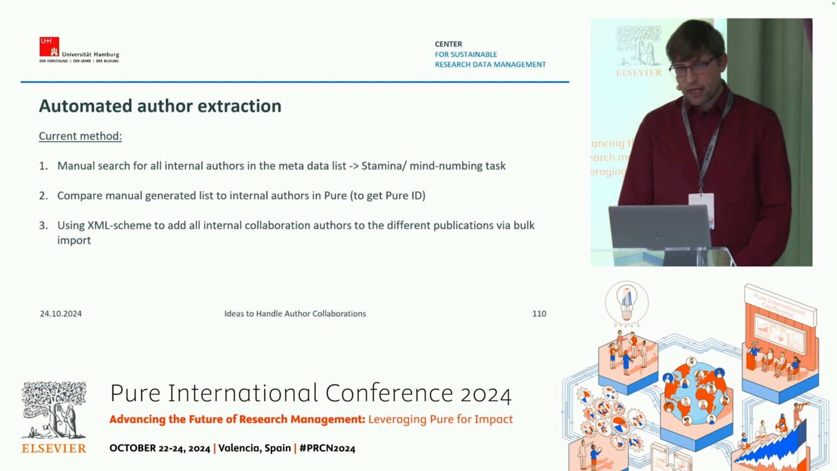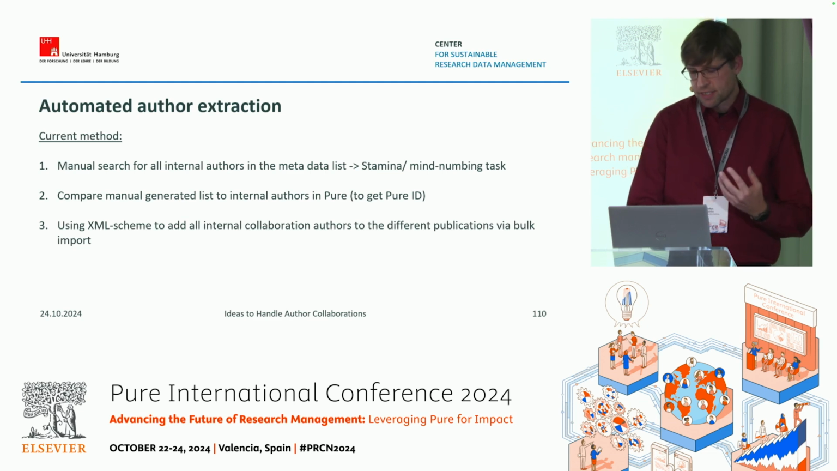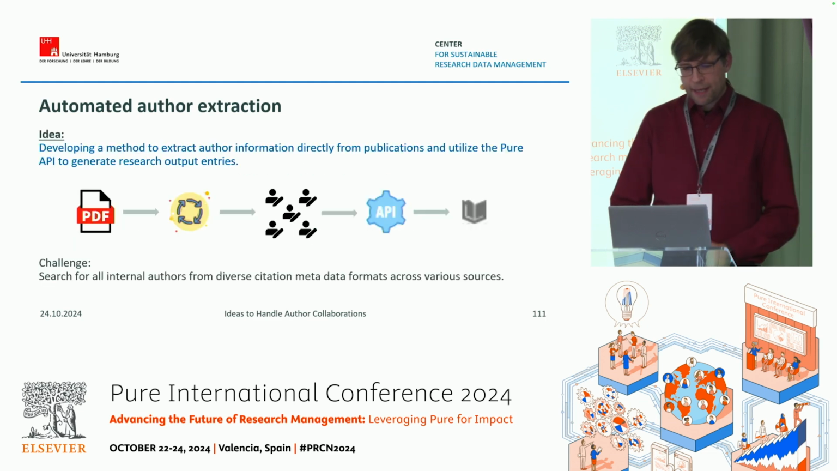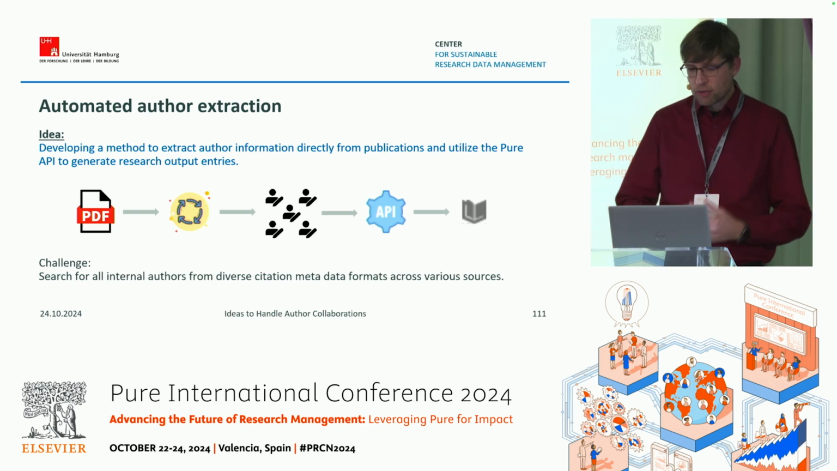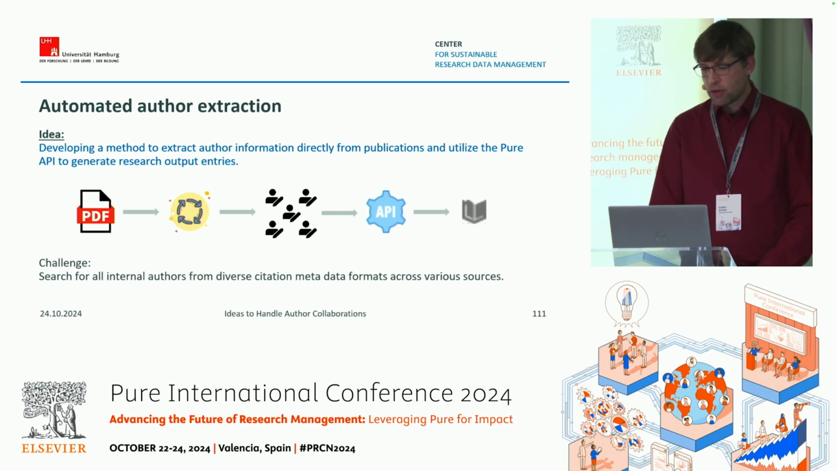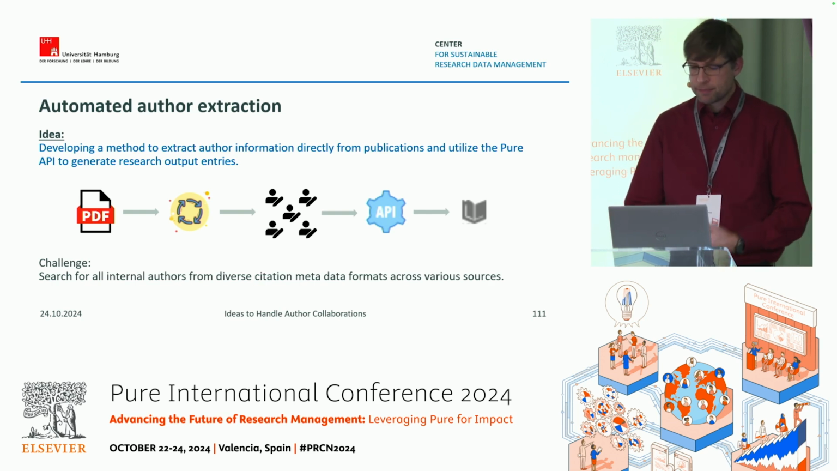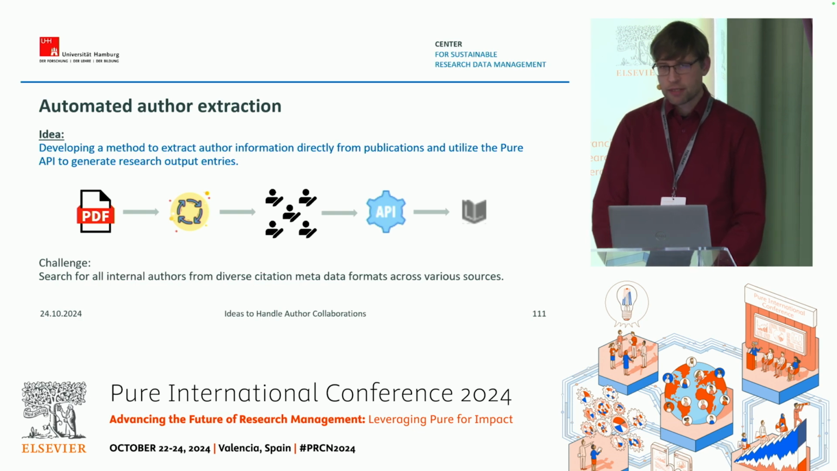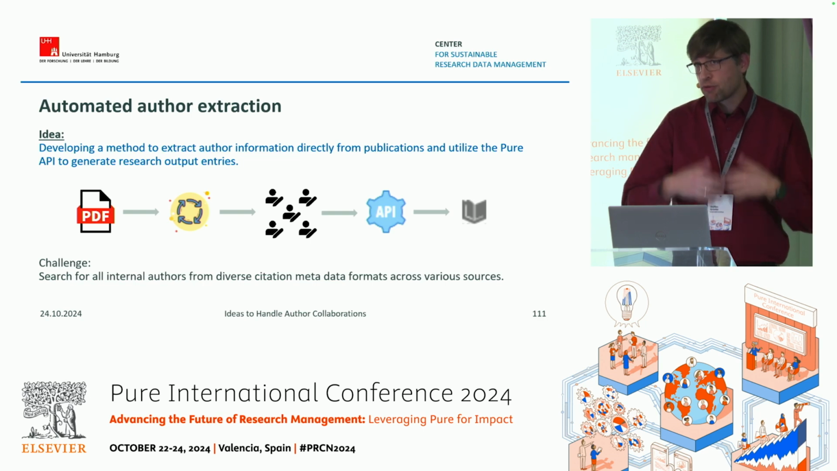So this is quite a manual way of how we do it now, but using the bulk import method is of course a kind of automation. And this is our main idea. In general, we want to develop a method that extracts or offers information directly from the publication, and then uses the Pure API to generate the research output in Pure. This can happen directly from the source or from the PDF, for example.